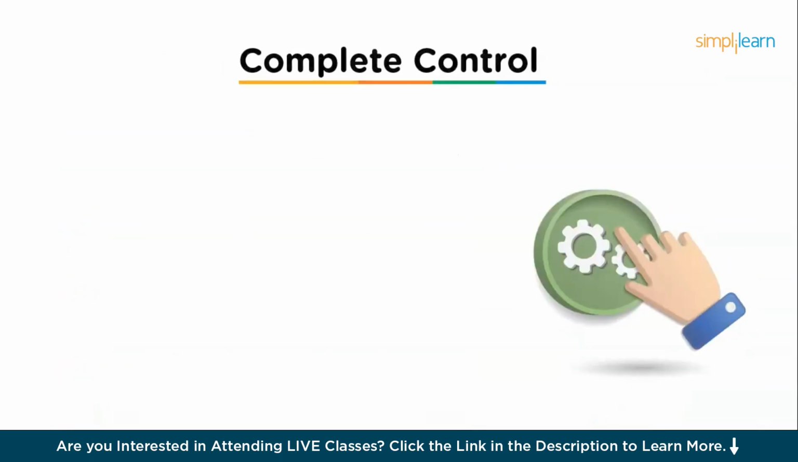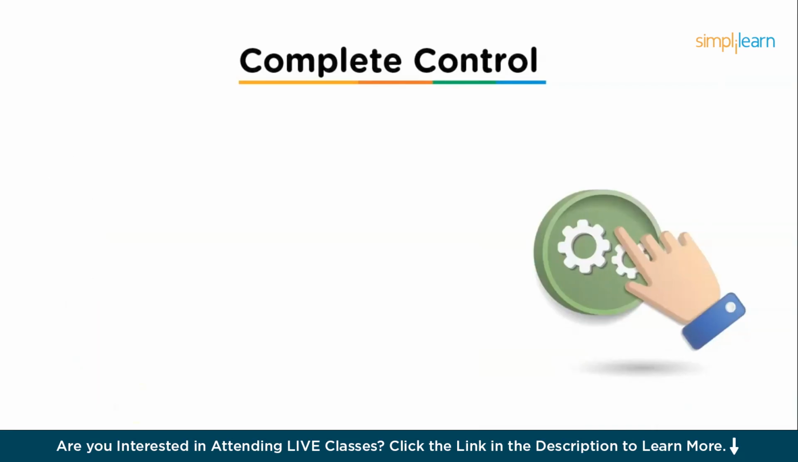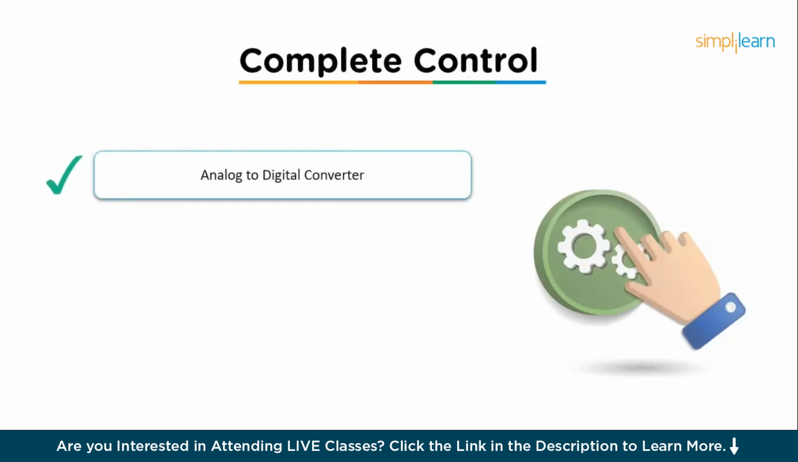Let's now move on to see the processor having complete control. But the processor alone is not enough. It works with peripherals like the ADC, that is the analog to digital converter. So the processor plus peripherals equals complete control.